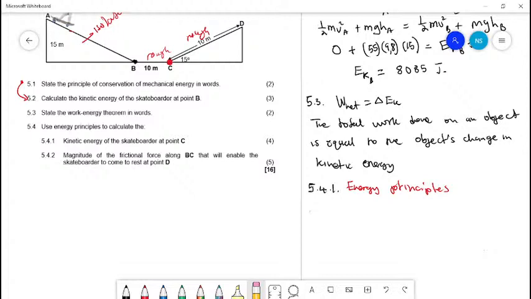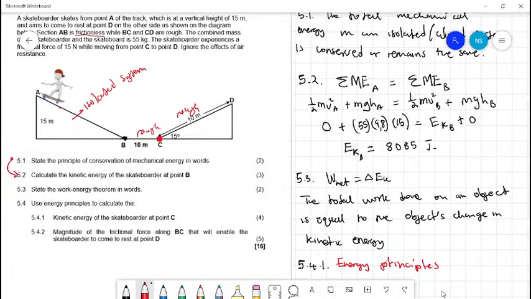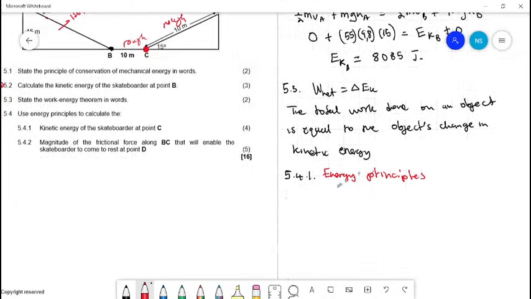So equation 2 says that W net equals change in EK. So what they want here, they want the kinetic energy at point C, right?